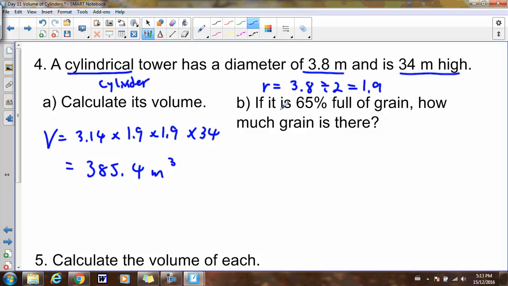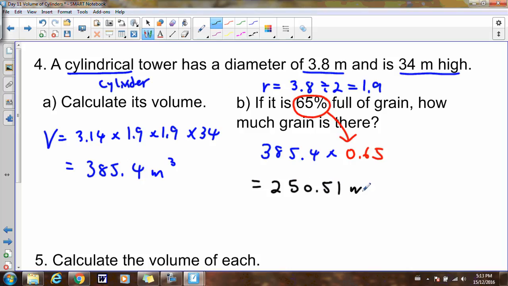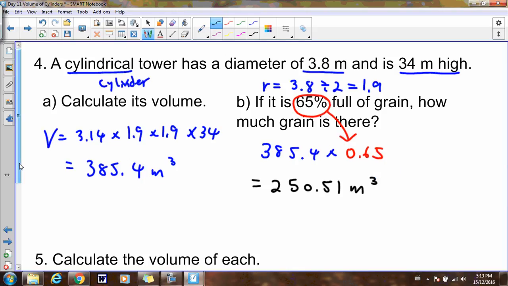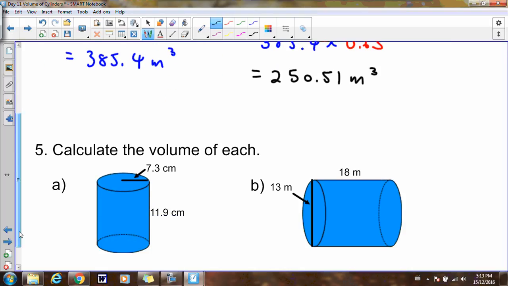The next one is interesting. It says if it is 65% full of grain, how much grain is there? It sounds difficult, but it's not really that difficult because all you have to do is take the volume that you found earlier and multiply by 65%. Now, remember, 65% is just 0.65. So that just means that you're going to have 250.51 meters cubed. And that's how much grain you're going to have that you can store in the tower.